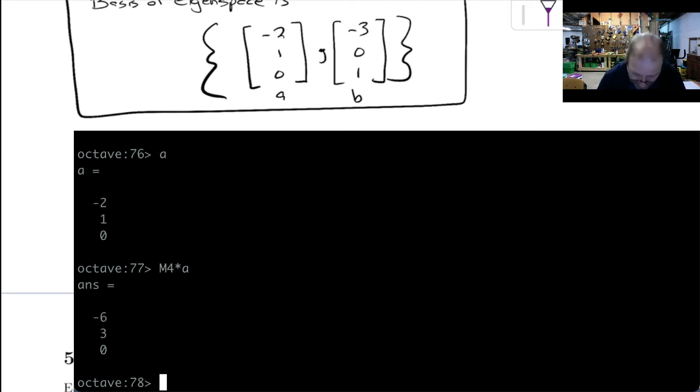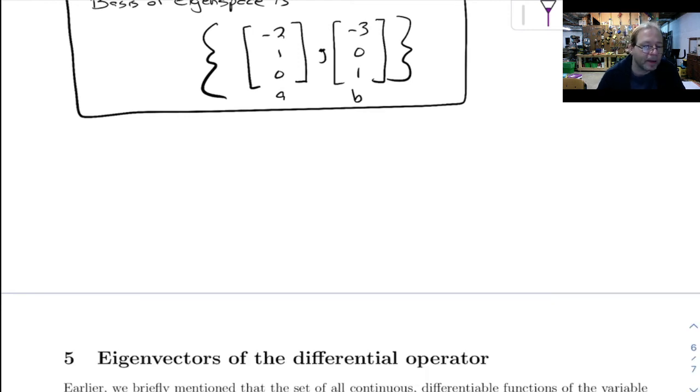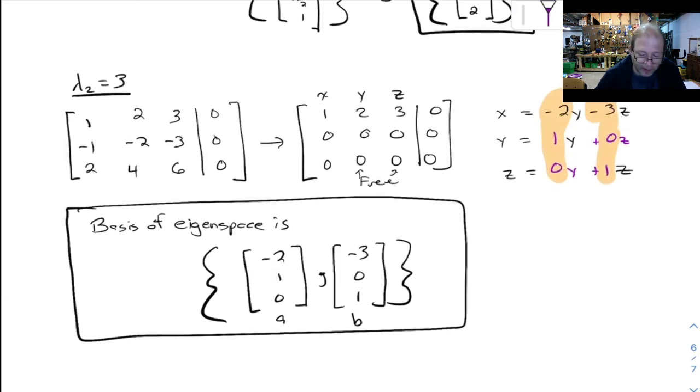And any linear combination we want. Say, I'll just pick a number, say negative 2A plus 5 times B is that. Well, if I take M4 and multiply it by this, it should give me 3 times that. So it should be negative 33, negative 6, 15. And sure enough, it is. All right, so that's it for this example.